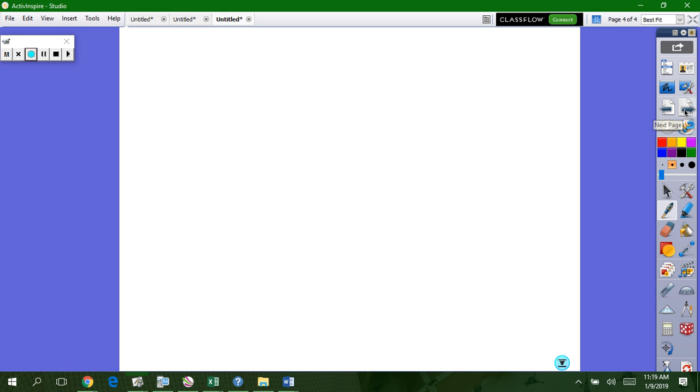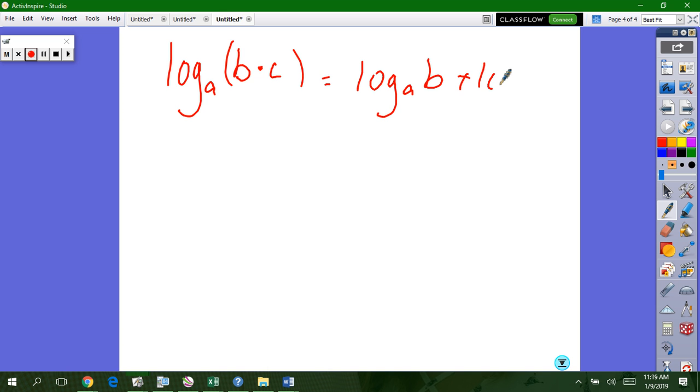Okay, here we go. What is log base A of B times C? Look, I see multiplication. When I do multiplication, what did I do to the exponent? Add them. So guess what I can do here? I add them.